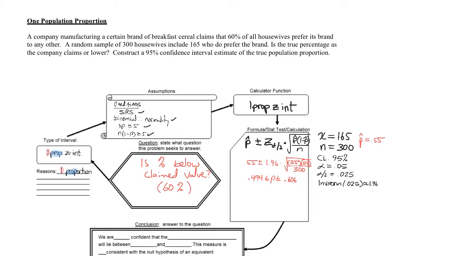Because remember, the calculator uses the p hat version of the confidence interval formula, not the PQ over N. So you just got to be careful about that, because we've done it in class where you do it one way on paper, and then do it another way in the calculator, and it doesn't quite match up. So just got to be careful with that.